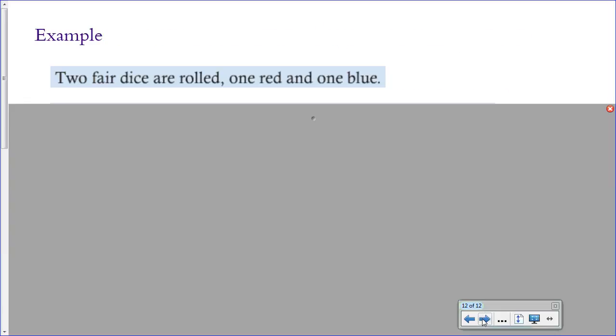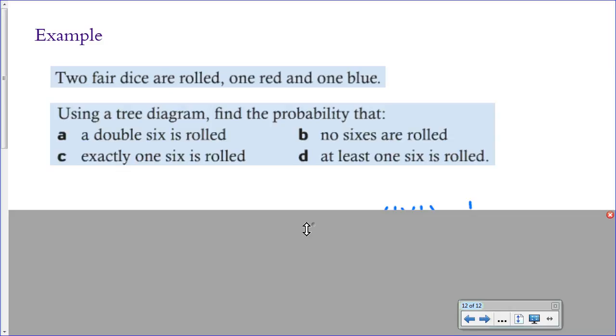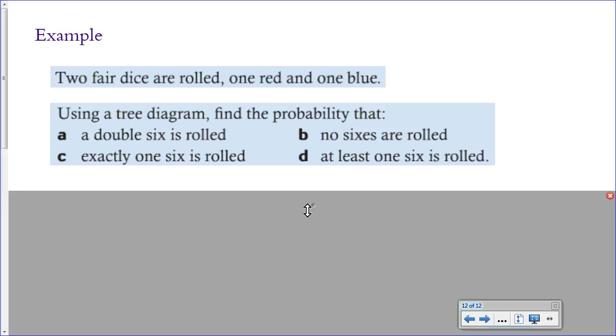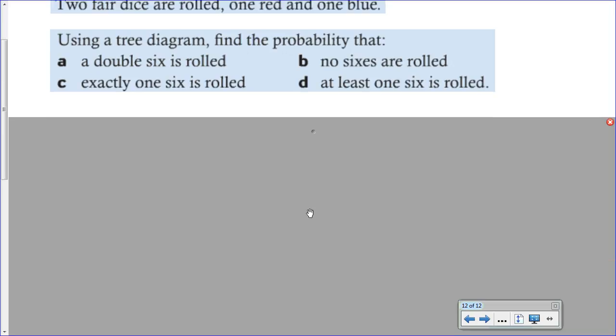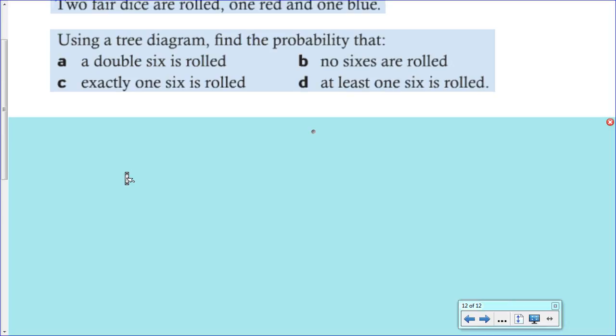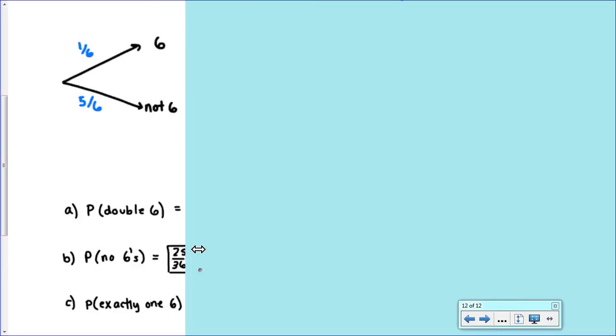So 2 fair dice are rolled, 1 red and 1 blue. And I did just say that it's not ideal to use a tree diagram for a dice. However, when we look at the questions that are going to be underneath this screen shade, you should notice something. The questions that are going to be asked of us are all about rolling a 6 or not rolling a 6. And so I can create this tree diagram where the 2 possible outcomes are rolling a 6 or not rolling a 6, right? They do not need to have equal probabilities on a tree diagram. And because there's one dice being rolled followed by another, it lends itself to this tree diagram setup.